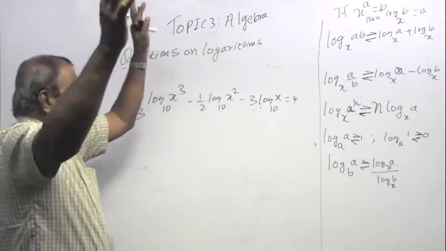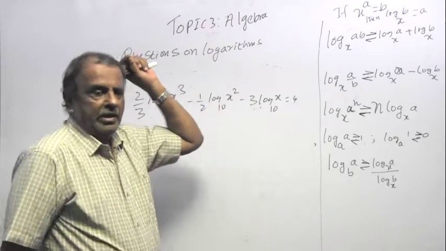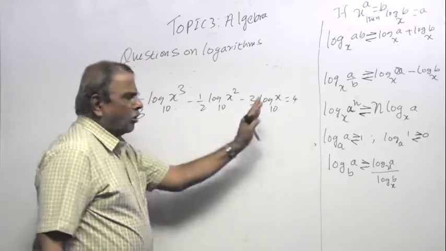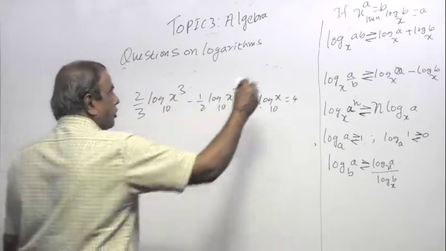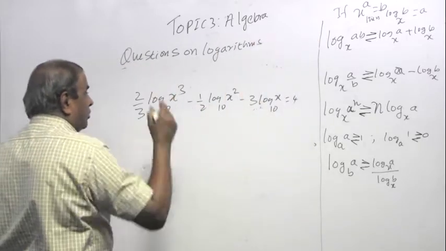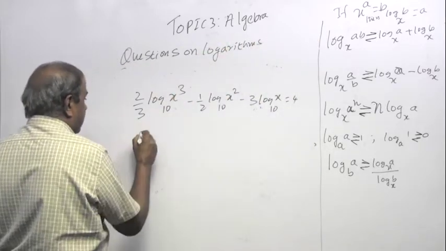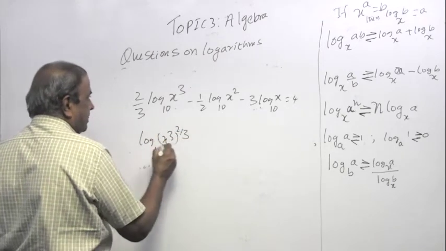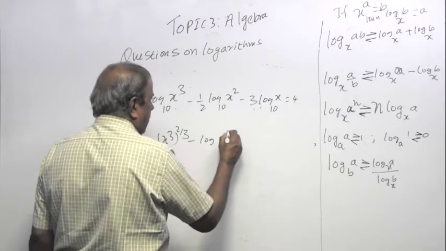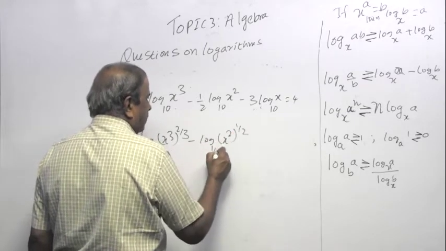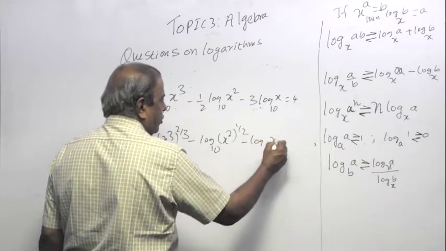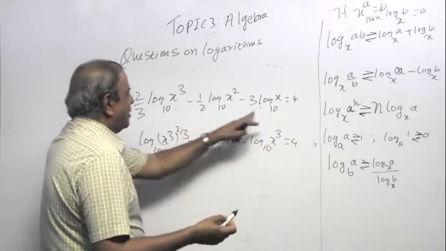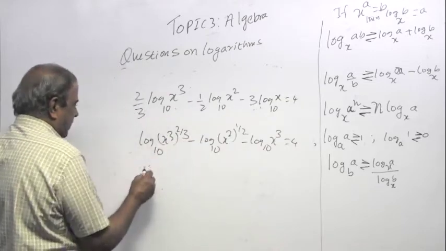Thankfully everywhere there is a log except for 4. You don't have to put a log there. You can if you want to, but no need. Wherever you have logs, simplify those. Remember I told you the number before must be 1 to use the first two formulas. So I'll write this as log of x cube power 2/3 to base 10 minus log of x squared power half to base 10 minus log of x cube to base 10 equal to 4. These two are similar. So what will this become?